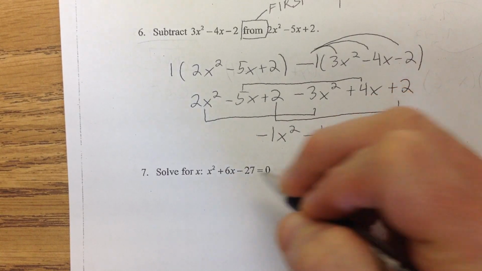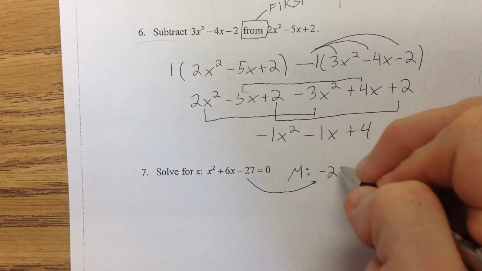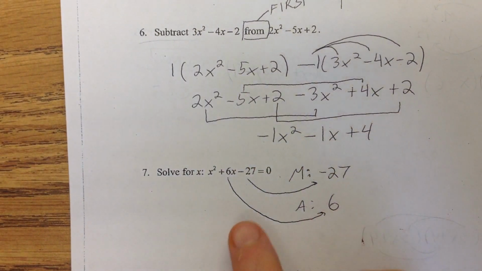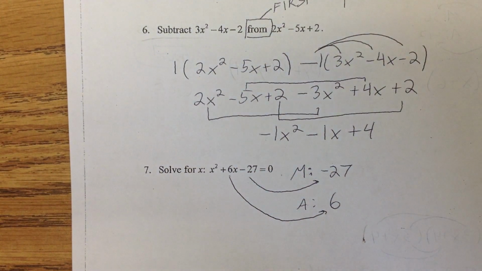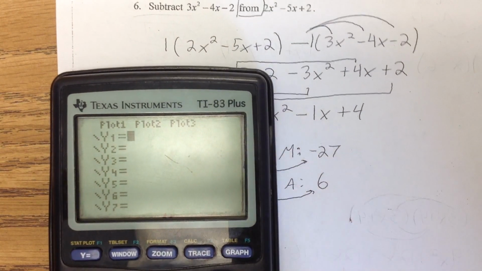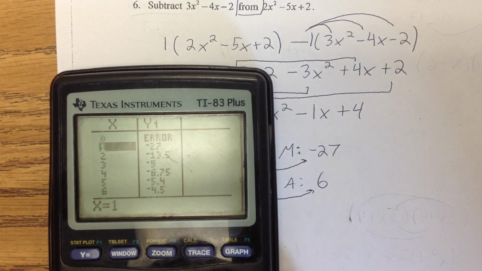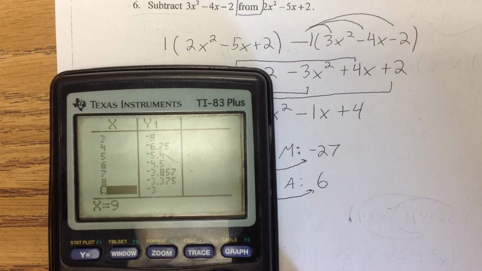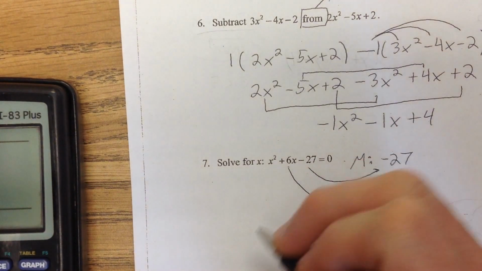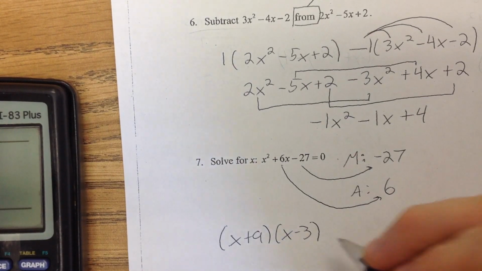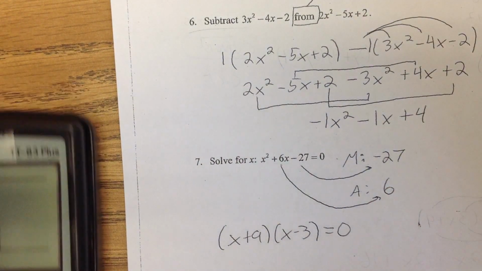All right, there's 3 terms, so I'm going to use multiply and add. So I'm multiplying to negative 27. That's my back number. I'm adding to positive 6. So let's type that in here. Negative 27 divided by x. Bring up the table. All right, 1 and negative 27, nope. 3 and negative 9, nope. That's not going to give me a positive 6. 9 and negative 3, yep. That will give me a positive 6. So this becomes x plus 9, x minus 3. And then don't forget that it's equals 0. We've got a whole equation here that we have to solve now.